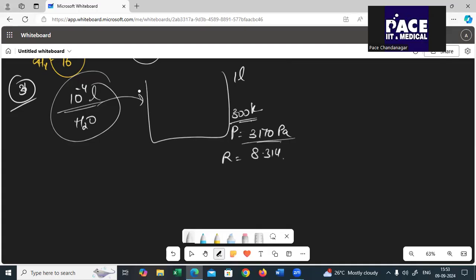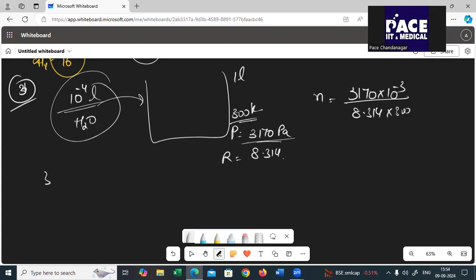Just substitute the values. The number of moles is 3170 into 10 power minus 3, that is your kilopascals given to you, divided by 8.314. Just apply PV is equal to nRT. You will get the value.